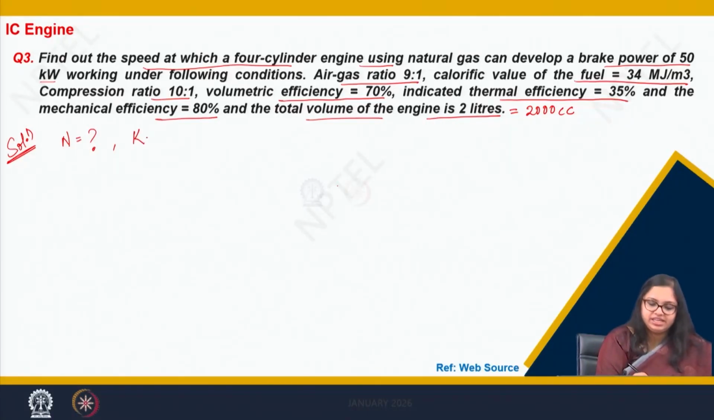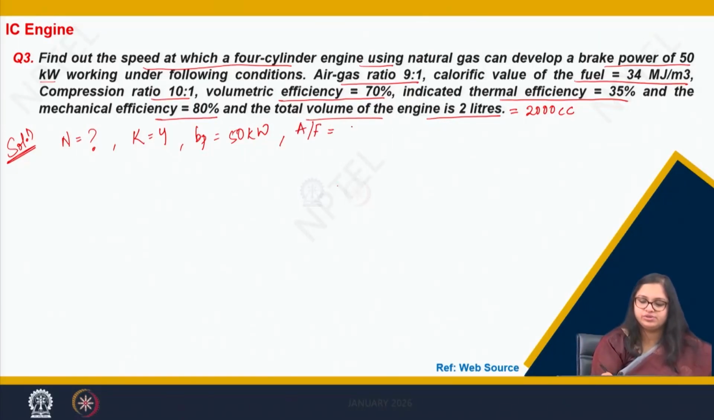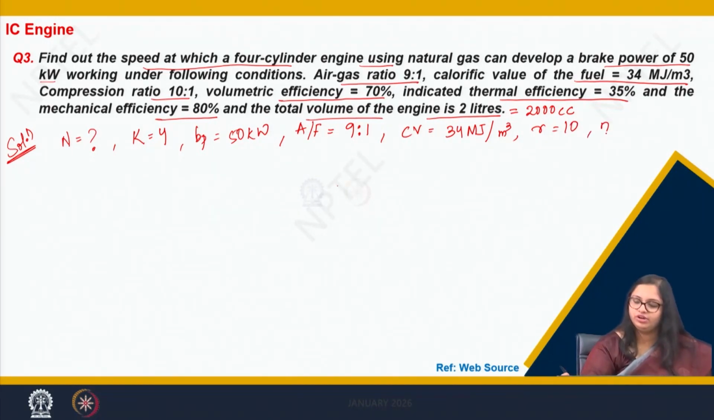So, how do we find the speed? What is K? K here is 4. My brake power is given as 50 kilowatt. My air to fuel ratio is given as 9:1. Calorific value is given as 34 megajoule per meter cube. Compression ratio is given as 10. My volumetric efficiency is given as 0.7.